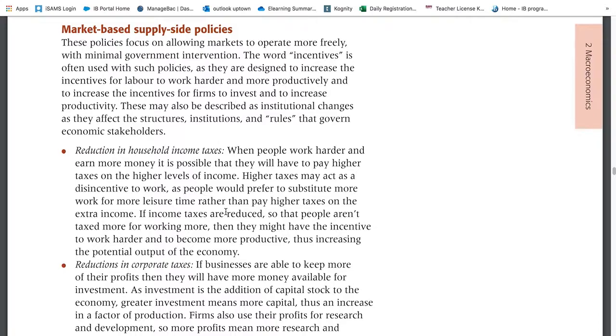One thing that they can do is reduce household income taxes. People are taxed according to how much income they earn. By that logic, the harder you work, the more taxes you have to pay. By reducing household income tax, it'll give an incentive for people to go out and work harder because they're not going to have to pay higher taxes anymore.